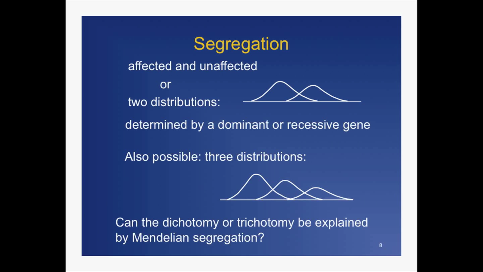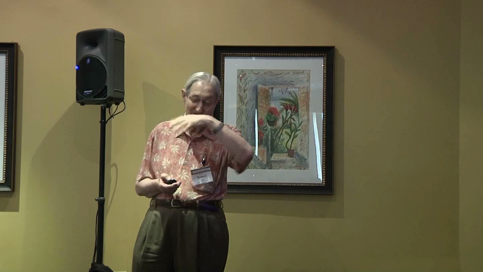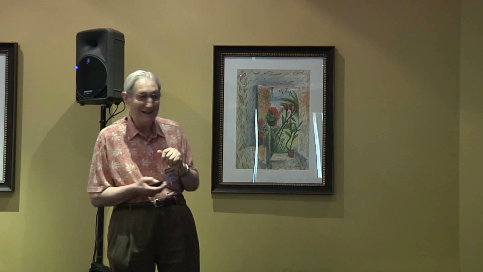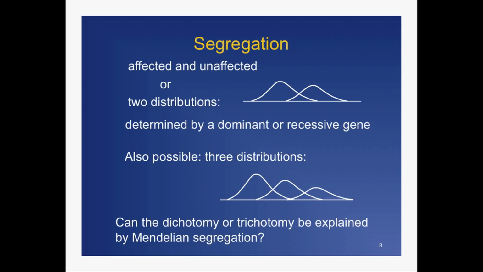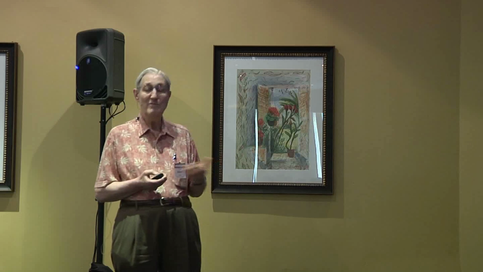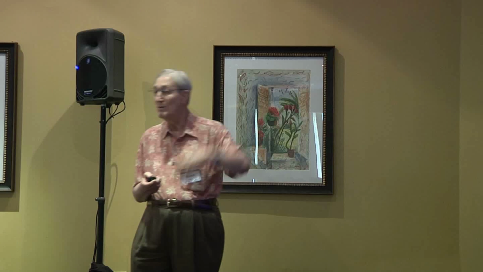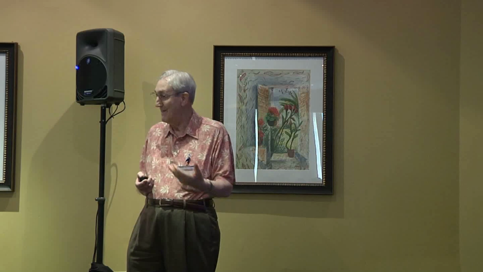All right, segregation. And people tell me, oh, segregation, that's passé now. I disagree. I disagree completely. Perhaps we need it more than ever. So, you may have unaffected or two distributions determined by a dominant or recessive gene, or you may have three distributions. Well, now, what do you think we're doing now when we're calling these genotypes with microarrays? That's what we're doing. We've got these distributions. All right?